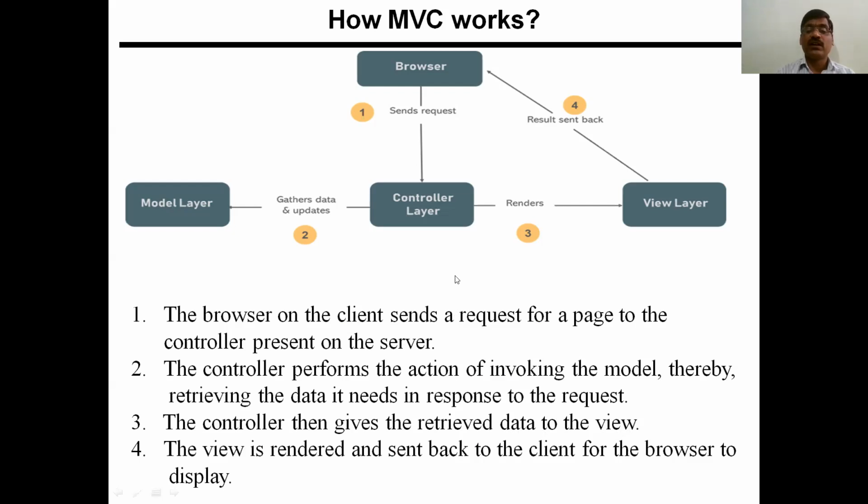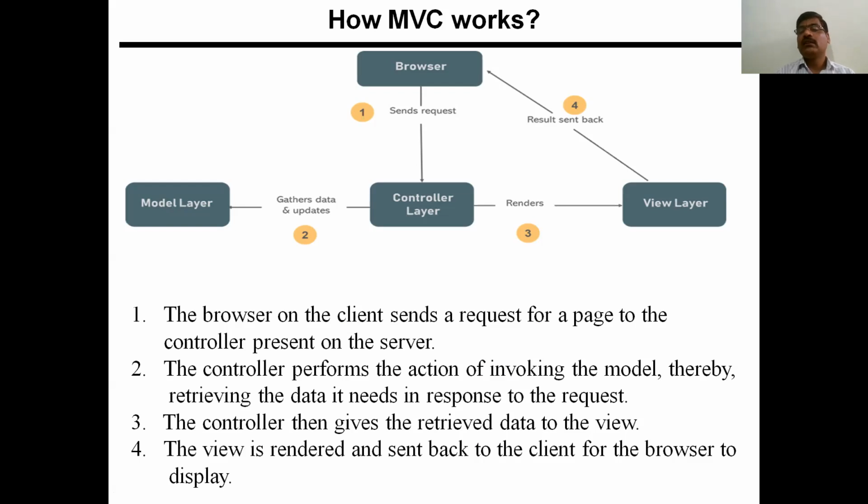Next, the fourth step is that the view layer renders and sends back the data, what we call a response, to the browser, so that the response will be displayed on the client browser or client window. So this is how MVC works. Using the browser, the client will send a request to the controller. The controller will retrieve or get the data from the model or update the data in the model.